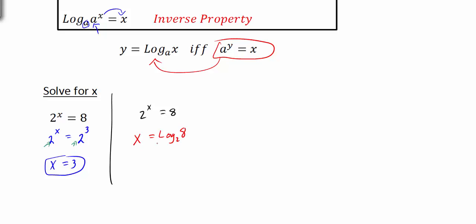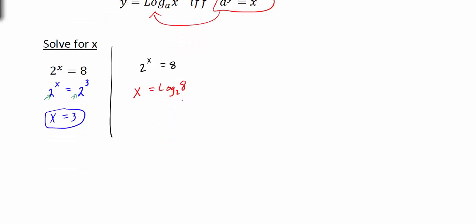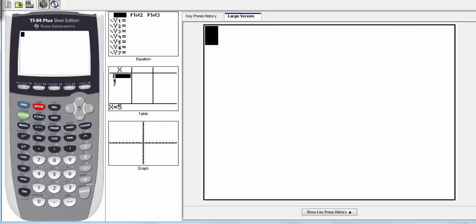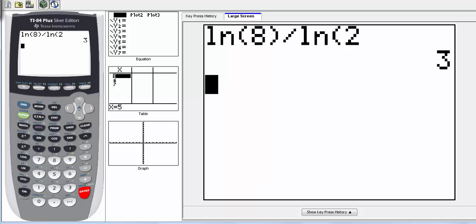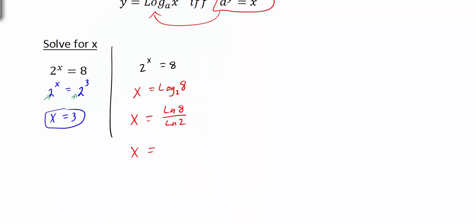Now we've already solved for x. Now all we have left to do is calculate what is the log base 2 of 8. Well, that's where we can use that change of base formula, and we can find the natural log of 8 divided by the natural log of 2. So again, that's simply using the change of base formula. Then you would simply go to your calculator, and we would type in the natural log of 8 divided by the natural log of 2. And once again, notice here we get the answer of 3. So that's the same thing we had before.